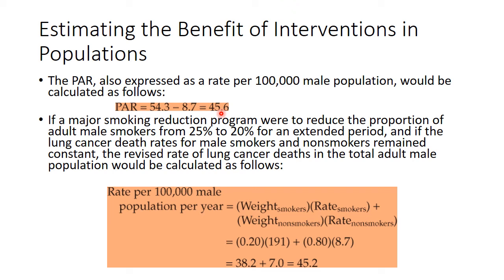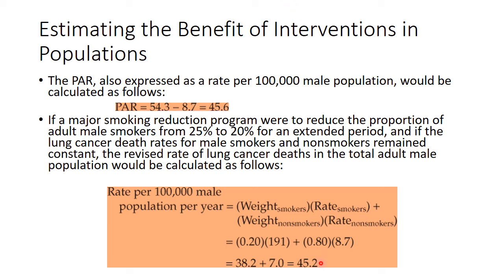So let's say we had a program where we want to reduce the proportion of male smokers from 25 to 20% for an extended period of time. And again, assuming these lung cancer death rates were remaining pretty constant, there's nothing else really changing here, we can get a revised rate of lung cancer deaths and calculate that out. So again, basically the only variable we're changing is this weight of the smokers versus non-smokers. Now we're going from 25 to 20, and then going from 75 to 80 here. So now we have a larger proportion of people who are non-smokers.